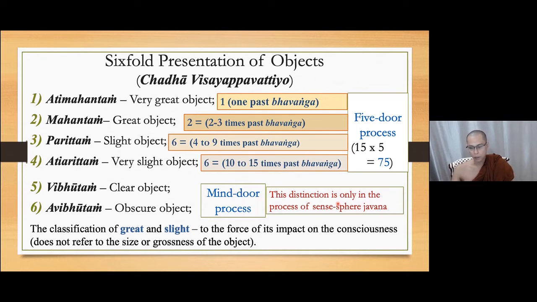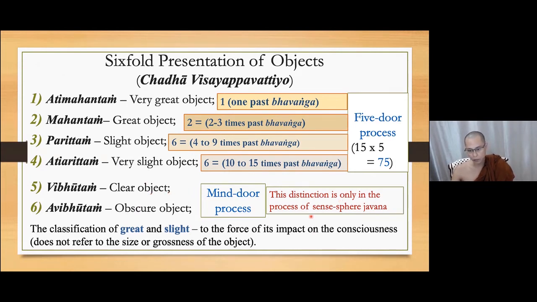In the case of the process of sublime jhana, there's no difference between clear or obscure, because if the object is not really clear, the sublime jhana cannot arise. The process of sublime jhana cannot arise. That is why only a clear object can be the object of sublime jhana. That's why there's no difference like this.